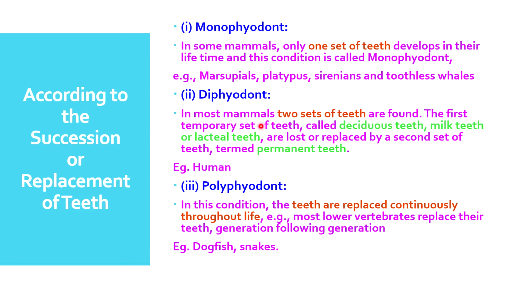Diphyodont teeth: here two sets of teeth are found. One best example is human. We know we have two types of teeth. One is milk teeth or lacteal teeth, and another one is permanent teeth. The milk teeth are formed during childhood, and the permanent teeth are formed after the removal of the milk teeth. Then the polyphyodont teeth. In this condition, teeth are replaced continuously throughout life. Examples are most of the lower vertebrates, dogfish, snakes, etc.